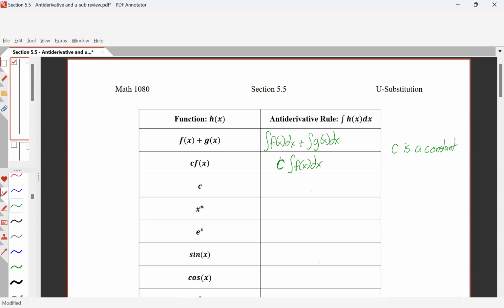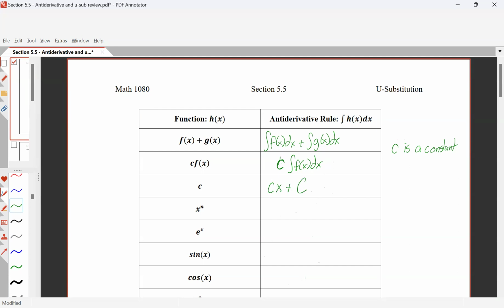The next rule is that if I want to take the antiderivative of just a constant, so the function we're looking at is the constant function, then the antiderivative is going to be that constant times x plus c.